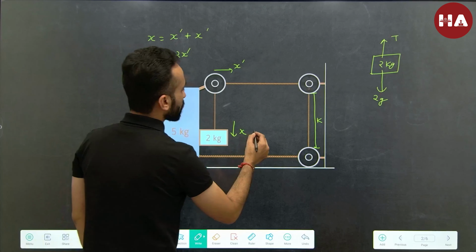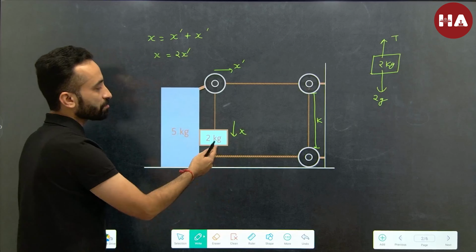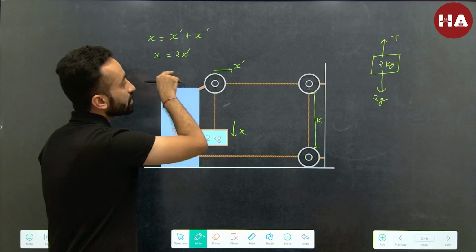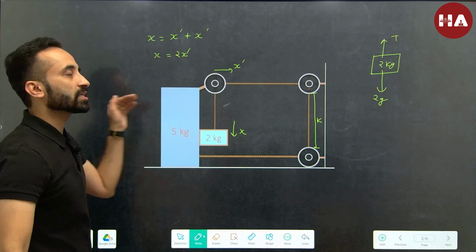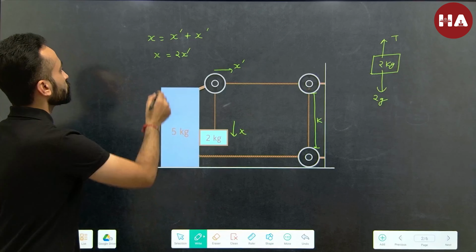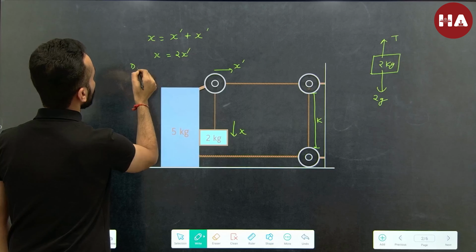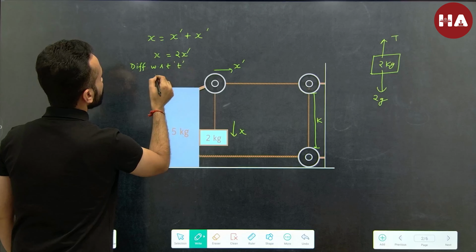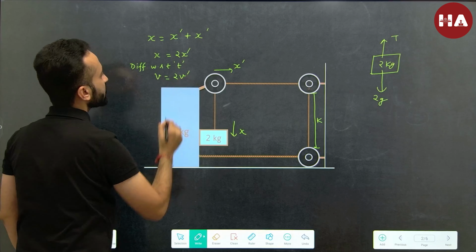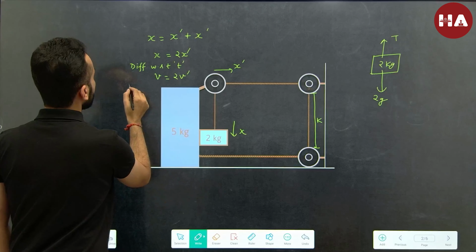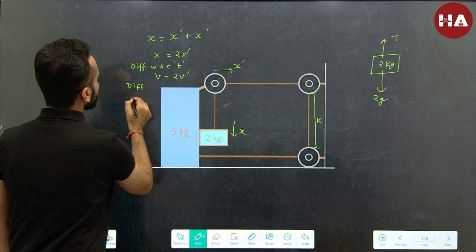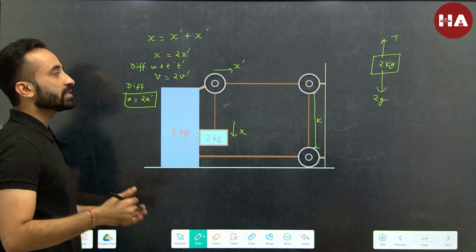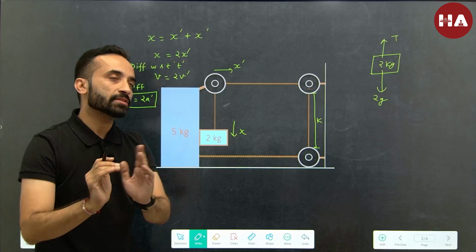Now this displacement is proportional to the acceleration of the 2 kg downward and this is proportional to the acceleration of the 5 kg forward. So if I differentiate this once with respect to time, then v is equal to 2v dash. Similarly, if I again differentiate, then a is equal to 2a dash. This is how you use the string constraint.